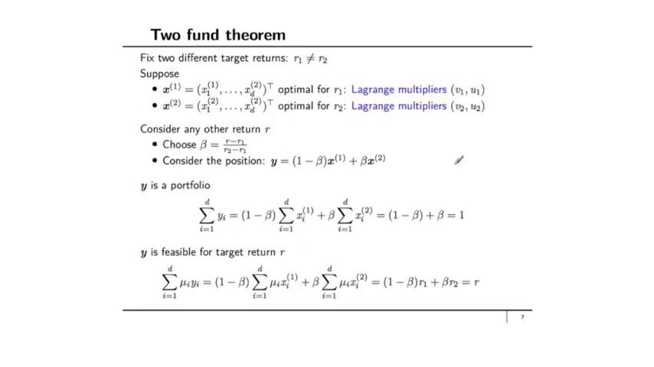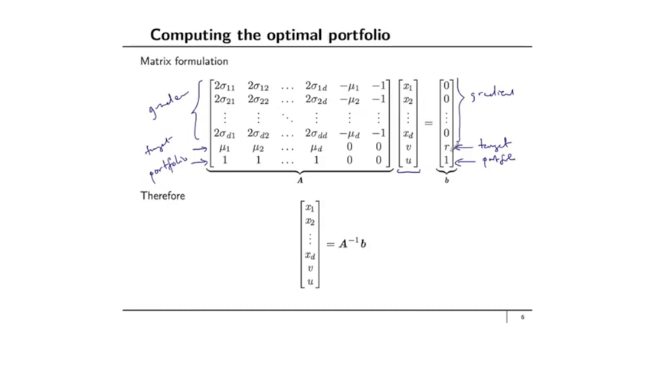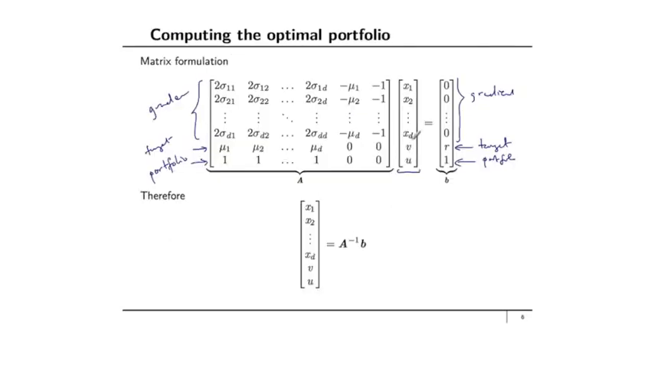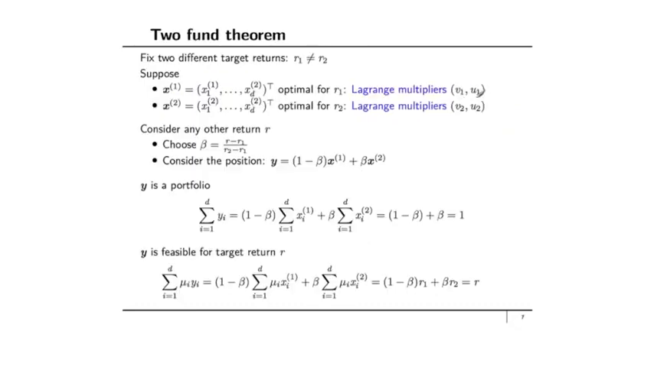The two-fund theorem says that the entire efficient frontier can be generated by just looking at two portfolios, or two mutual funds. So suppose we fix two different target returns, R1 and R2, and I go and solve for the optimum solution for R1. What do I mean by solve for the optimum solution? I go to this set of equations, plug in R1 over here, and compute the optimum portfolio. I'm going to label it as X superscript 1. And when I solve for that portfolio, I'll also compute the corresponding Lagrange multipliers V and U. I'm calling them in this slide V1 and U1.